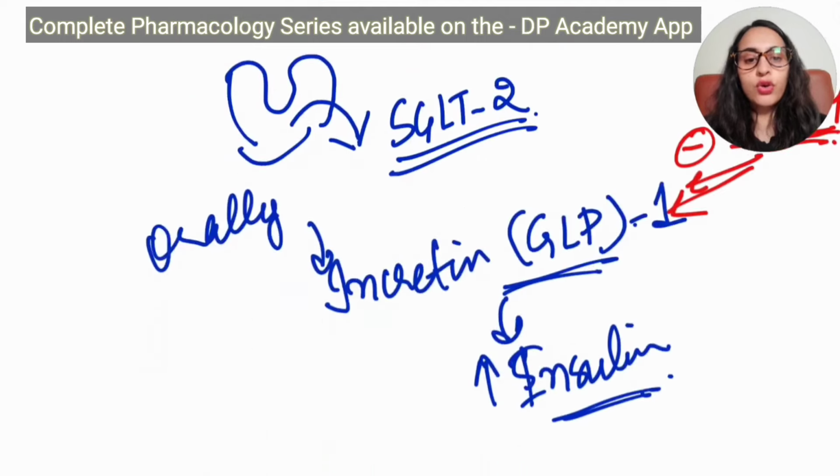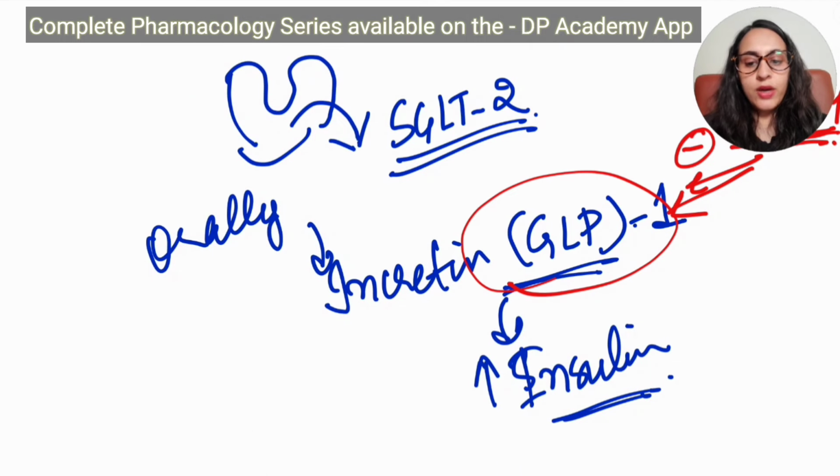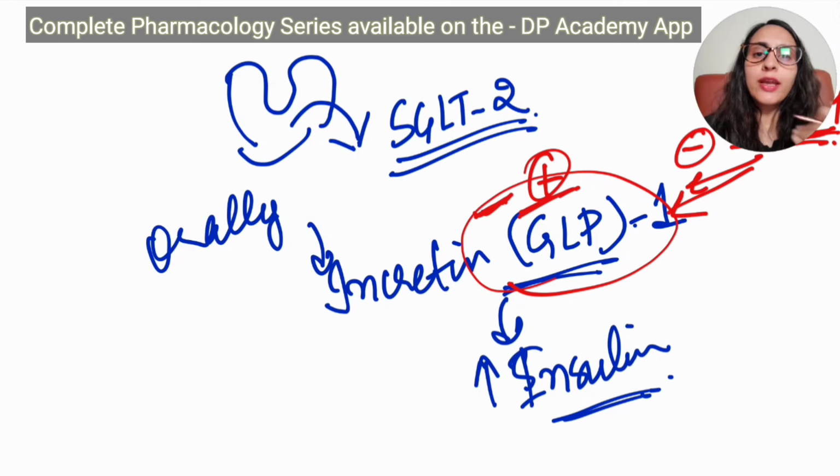We can also give a GLP-1 receptor agonist. So the drugs that act like GLP-1. GLP-1 is glucagon-like peptide, and since it increases the insulin, it will decrease the blood glucose level also. It will increase the insulin and decrease the glucagon. So this is the function of GLP-1. GLP-1 function, glucagon-like peptide function, is similar to that of amylin.